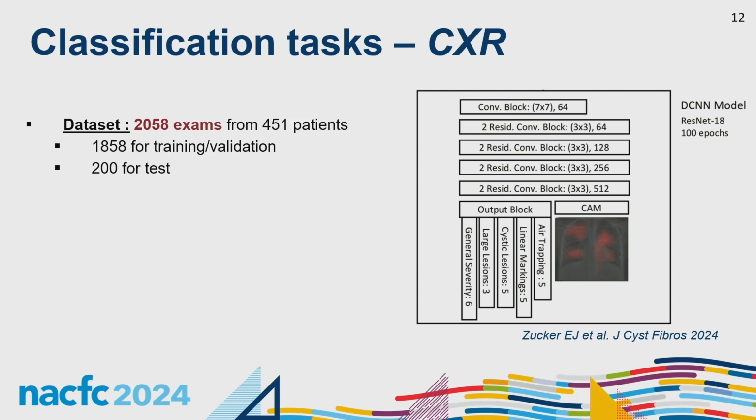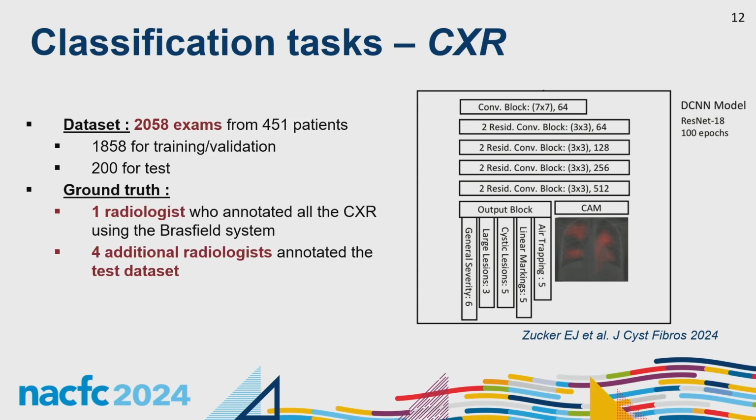This study, which has been published in 2024, used 2,000 chest X-rays to train, validate, and test their model. What they did is that they asked radiologists to score the images using the Brasfield scoring system. So one radiologist did the ground truth to train the model, and 4 additional radiologists annotated the test data set to evaluate the performance of the model. And as it is a chest X-ray, it's only a 2D image, so they used a 2D CNN.